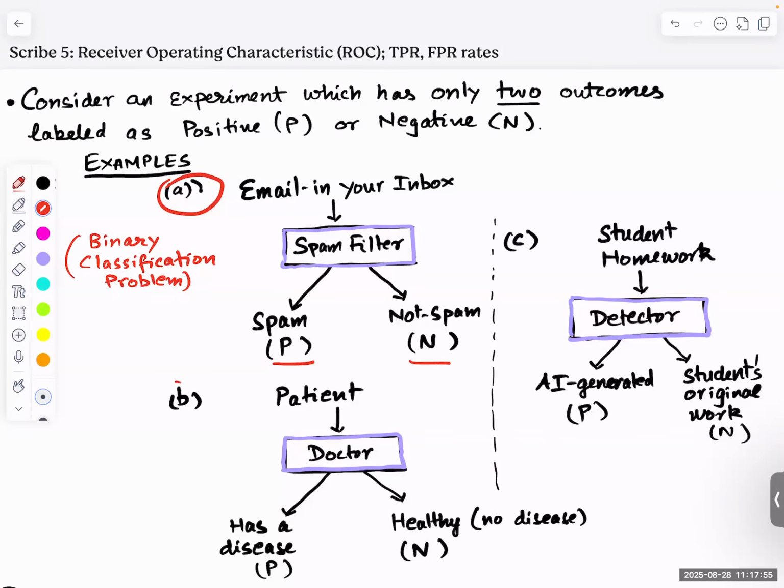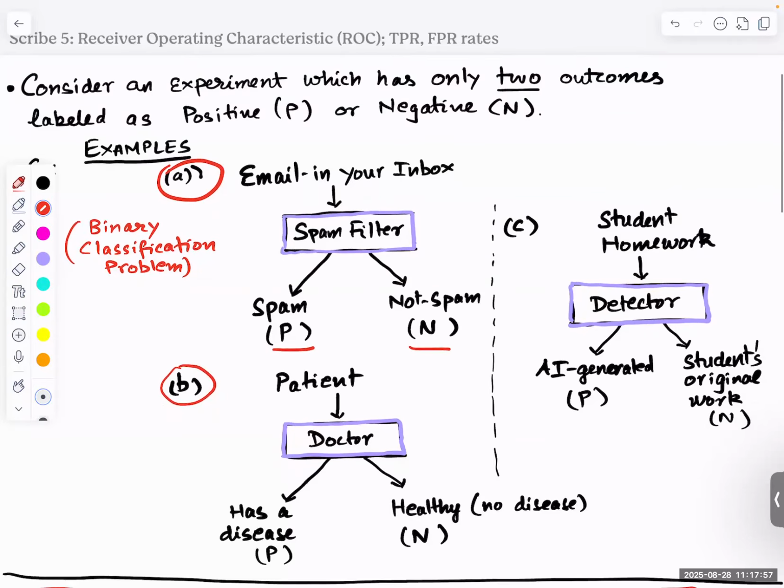Another example in healthcare is patient diagnosis, where you go see a physician or a doctor, and the doctor then detects whether this patient has a disease, denoted as P, or the patient is healthy without a disease, denoted as N. A third example is, for instance, you submit homeworks, and then a detector can check whether the homework was AI generated, denoted as a P outcome, or a student's original work, denoted as an N outcome.